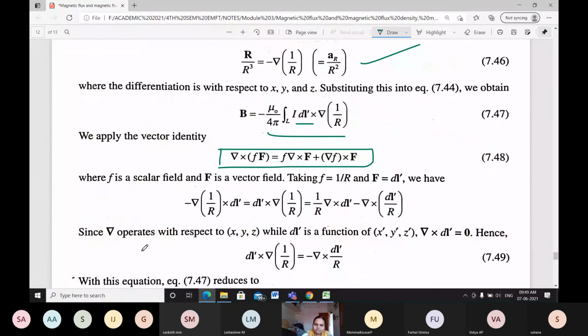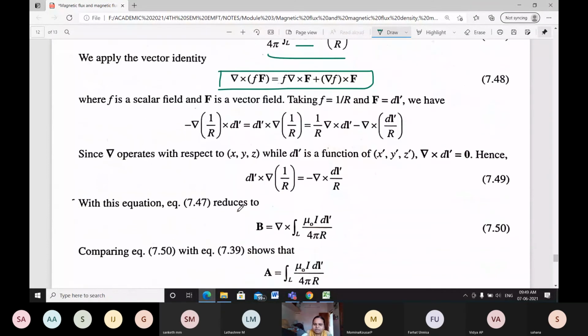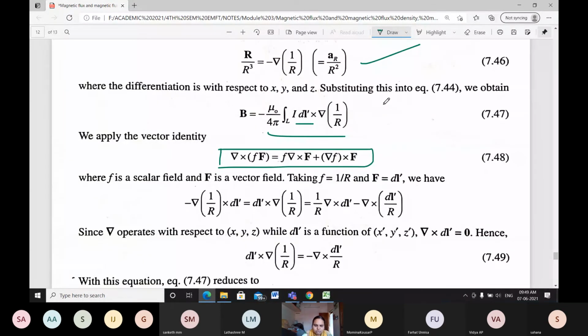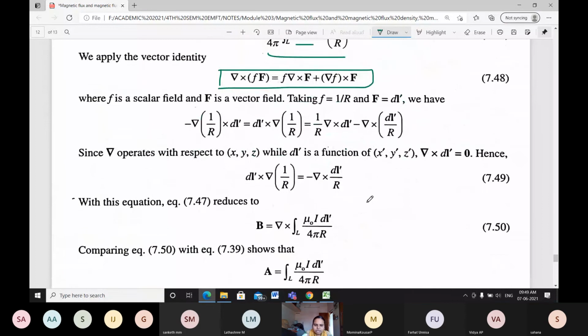Then the del operator is with respect to x, y, z, and dl dash is a function of x dash, y dash and z dash, so del cross dl dash is equal to 0. Then dl dash cross del 1 by r is minus del cross dl dash divided by r. Therefore the equation reduces to B equals del cross line integration of mu naught I dl dash divided by 4 pi r.